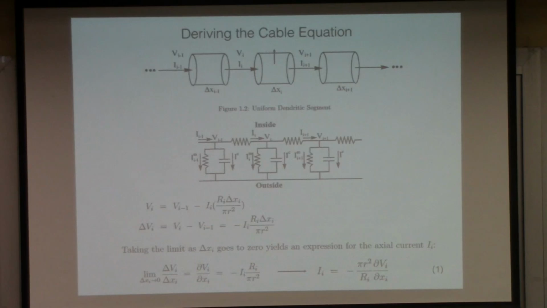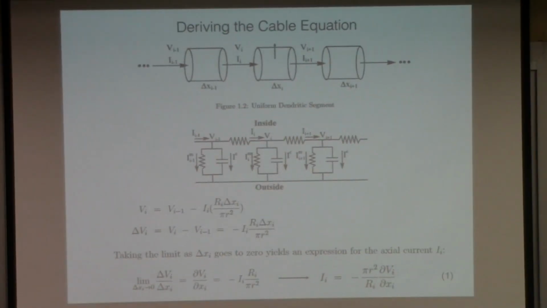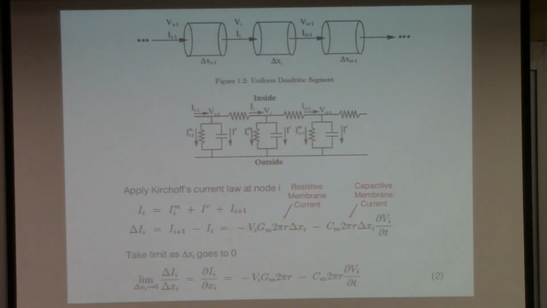Current equals voltage times conductance. So this is the voltage term, this is the conductance term. So the axial current satisfies this relationship. We're going to hold this relationship in mind, and we're going to come back and use it later as we work towards formulating the cable equation.